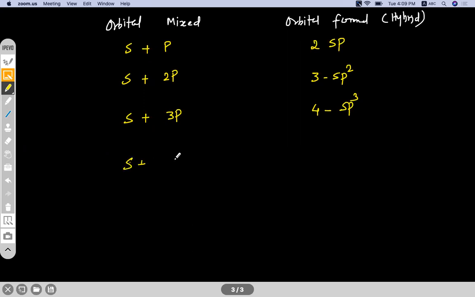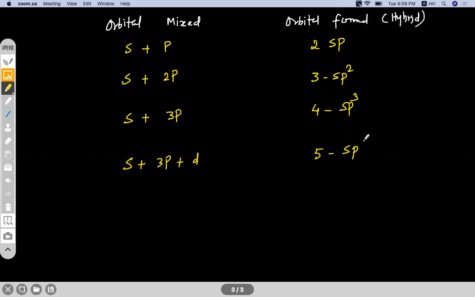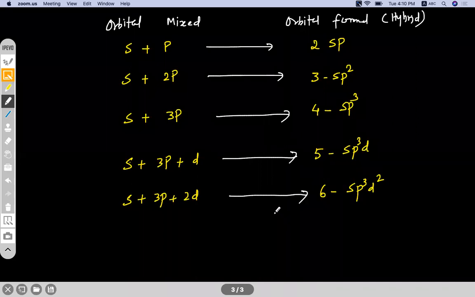When s is mixed with 3p and 1d, the number of hybrid orbitals formed is 5 and the hybrid orbital is sp3d. If it is 1s, 3p and 2d, then the hybrid orbitals formed are 6, sp3d2. So this is the hybridization we have based on the number of atomic orbitals combined. All of you copy this down. Don't leave this.